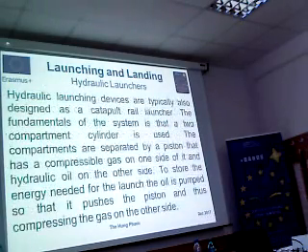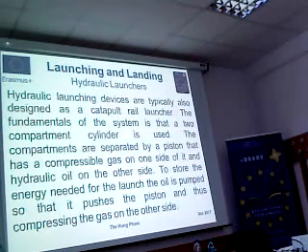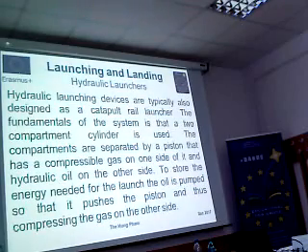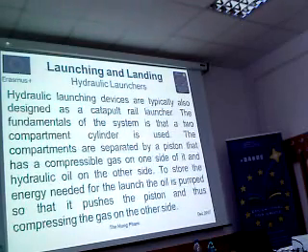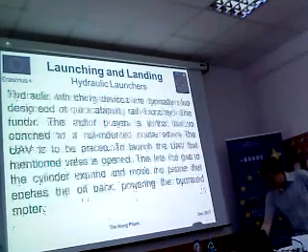The hydraulic launching devices are typically also designed as catapult launchers. The fundamental of this system is that it has two compartments in a cylinder, and the compartments are separated by a piston that has a compressible gas on one side of it and hydraulic oil on the other side. When we push back on one side, we will make some pressure. And when we release, this pressure will push the cylinder forward, and we can release the drones.